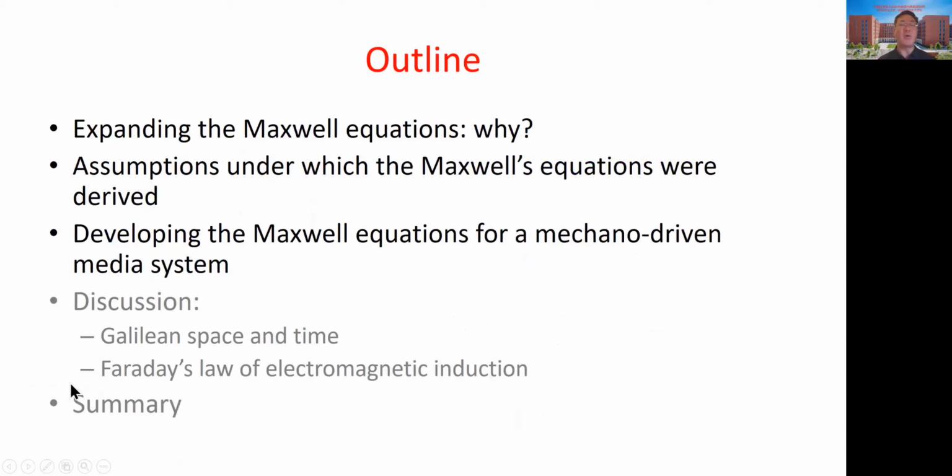So now we have elaborated the need and the requirement. Now let's look at how we develop the Maxwell equations for mechano-driven systems. Why do we call it mechano-driven? If you have acceleration, you must have an external force to drive it. So it's called a mechano-driven medium system. For such mechanical, electrical, and magnetic three-way coupling, things become a little complicated.